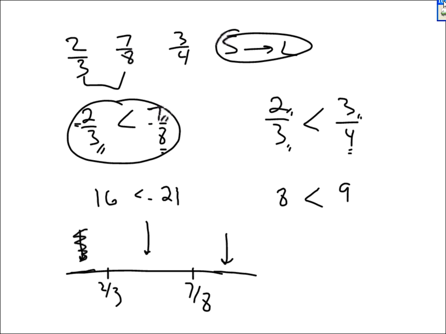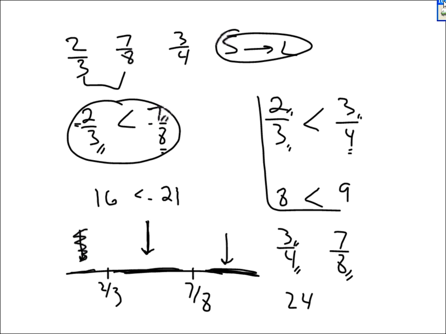If you're bigger than 2/3, well then you're either bigger than 2/3 but less than 7 over 8, or you're bigger than 7 over 8. So, are we bigger than or smaller than 7 over 8? 3/4, 7 over 8, which is bigger? 8 times 3 is 24. 4 times 7 is 28. 24 is smaller. So 3/4 is smaller than 7 over 8. Okay, so it goes in here. And that's the order. Smallest, middle, largest.